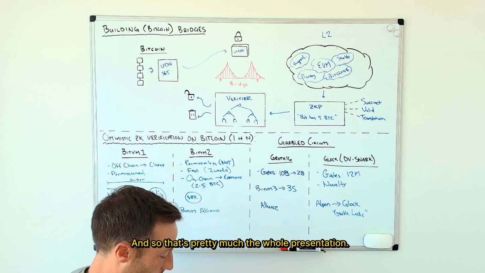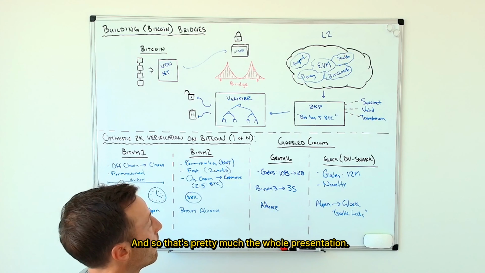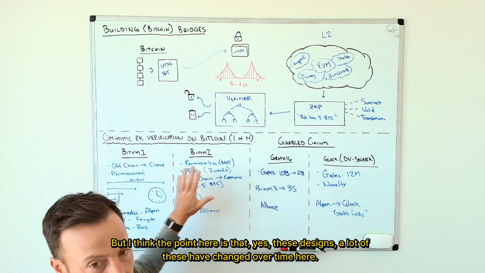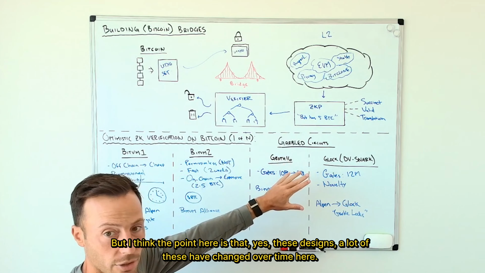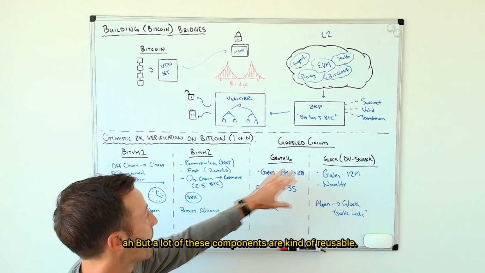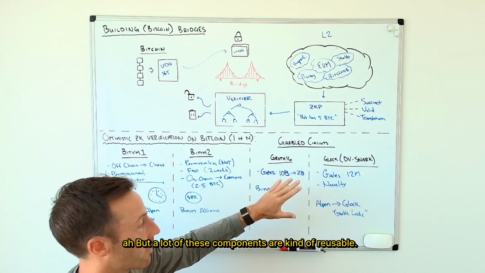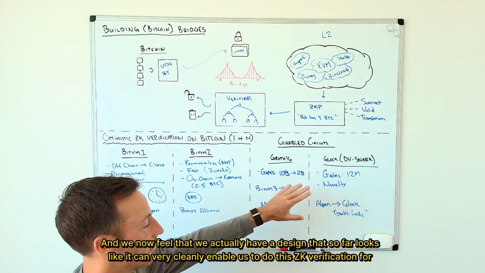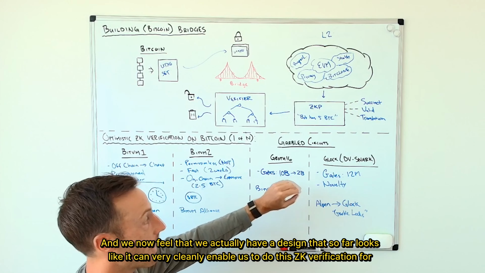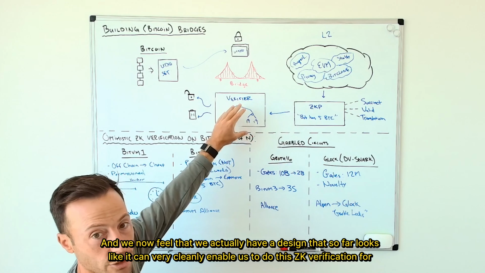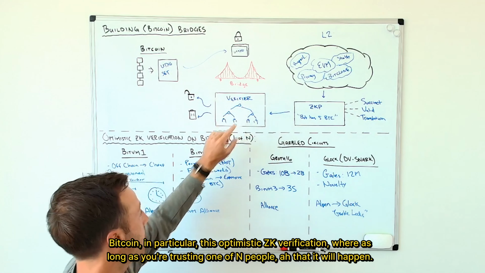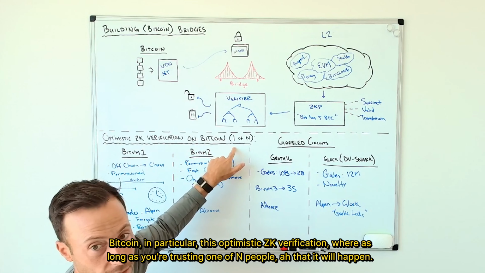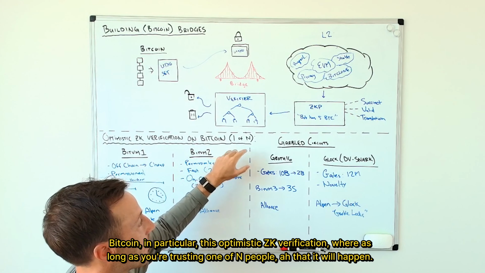And so that's pretty much the whole presentation. The point here is that a lot of these designs have changed over time, but a lot of these components are reusable. We now feel that we have a design that so far looks like it can very cleanly enable us to do this ZK verification for Bitcoin, in particular this optimistic ZK verification, where as long as you're trusting one of N people, it will happen.